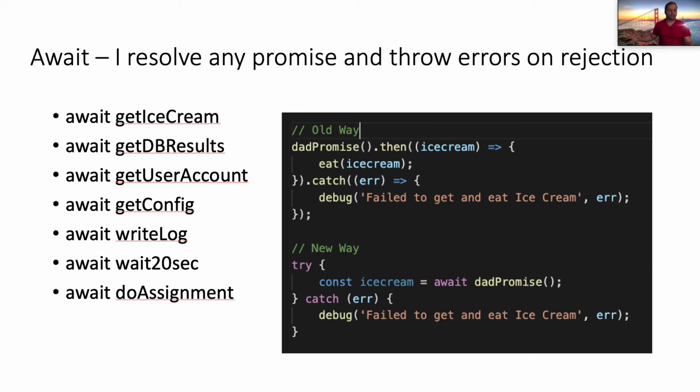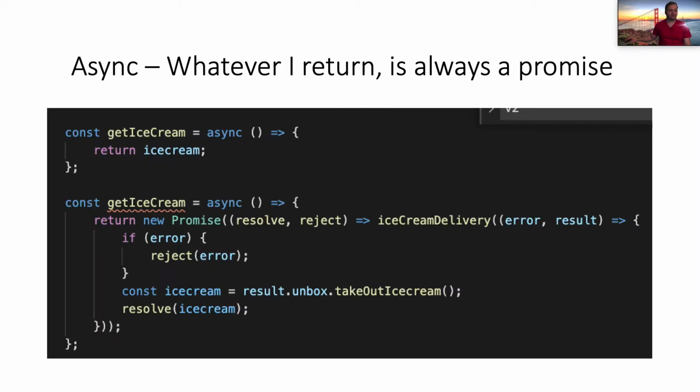So you can await any of the promises we created, like getting user accounts, database results, configs, writing logs, any of those things. Now async, whatever I return is always a promise, like I told you. So for example, let's say that we do const get ice cream, async, return ice cream. So what are you going to get back? Are you going to get back the ice cream? No. You're going to get back a promise that you will get back the ice cream.